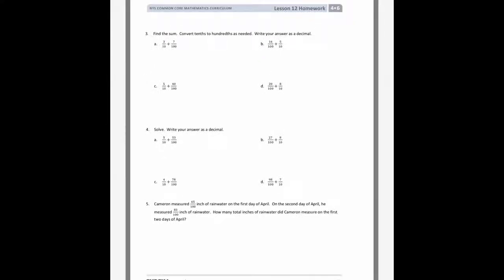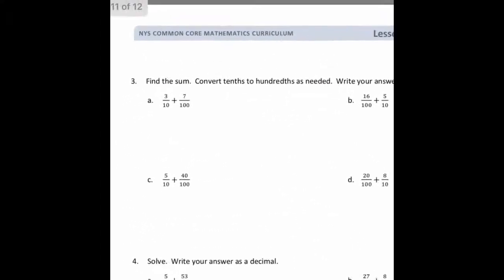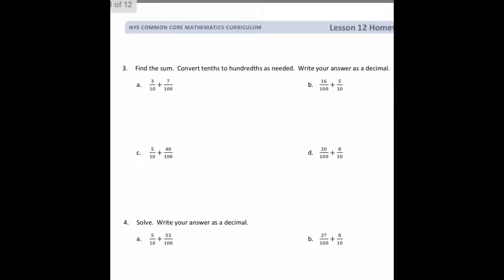Number 3, it says find the sum, convert tenths to hundredths as needed, write your answer as a decimal. So we're going to start off with this first one, 3 tenths plus 7 hundredths. Well, 3 tenths is the same thing as 30 hundredths. So 30 hundredths plus 7 hundredths will give you 37 hundredths. And as a decimal, that would be 0.37.